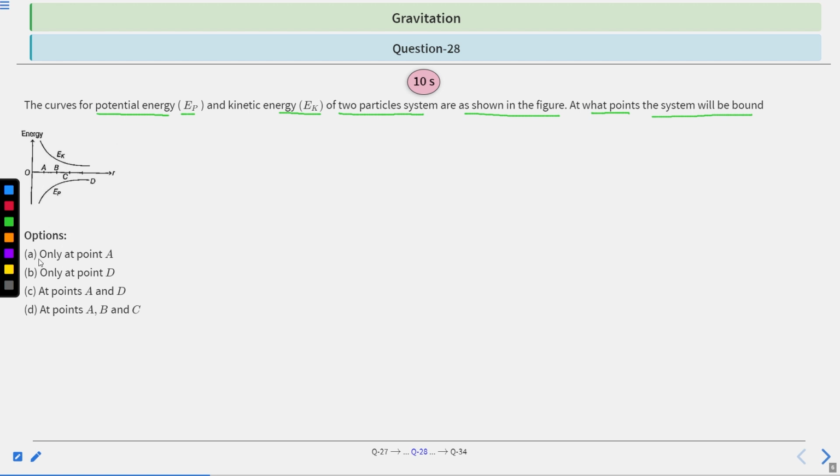The given options: option A, only at point A. Option B, only at point D. Option C, at points A and D. And option D, at points A, B and C. So which option is correct? You have 10 seconds to solve this question. After 10 seconds, we will provide the solution.